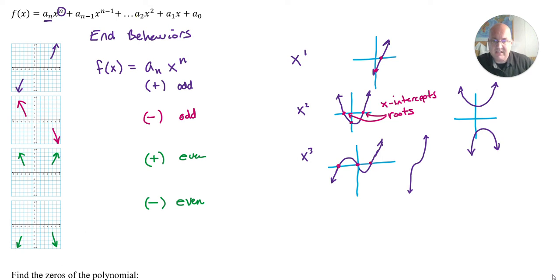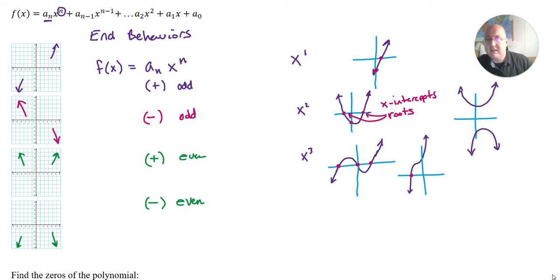x-intercepts, where it hits the x-axis 3 times. Again, it doesn't have to, but we can say it does have to hit the x-axis at least once, because it's going down to the left and up to the right. So it has to have one intercept, but it doesn't necessarily have to have all 3.